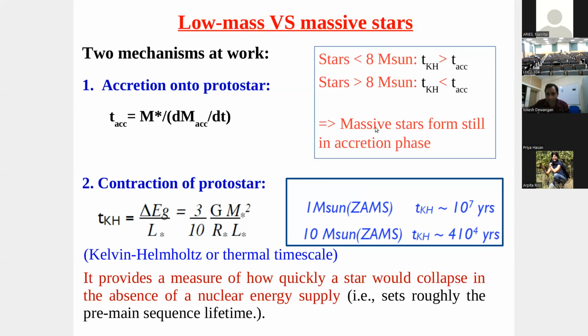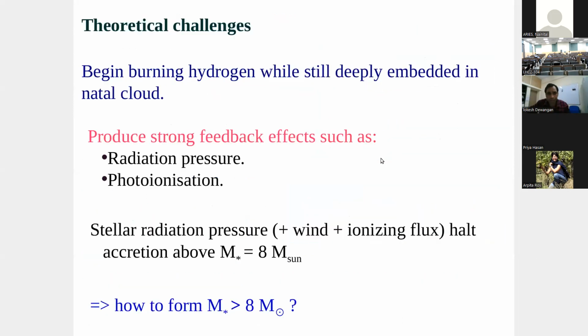So what does that mean? It means that the massive star is still in the accretion phase. They reach the main sequence and still accrete material. This is one of the most important things. And as I said, this massive star has a high luminosity. High luminosity means high radiation pressure.